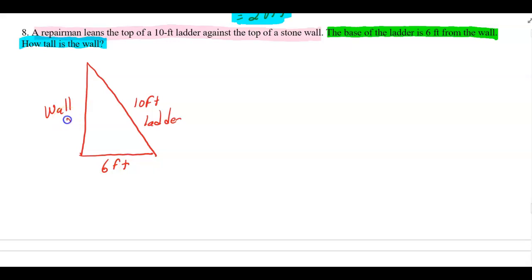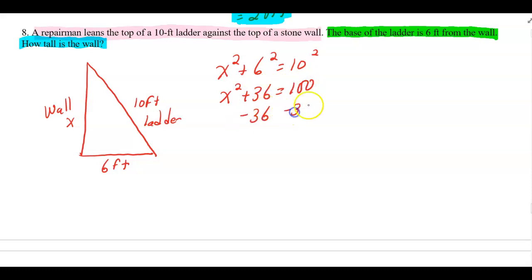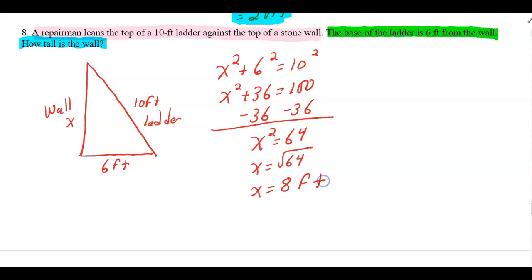So if I call the length of the wall x, I'm going to use the Pythagorean Theorem. x squared plus 6 squared is equal to 10 squared. And simplifying, x squared plus 36 is 100. Subtract 36 from both sides. We'll get x squared is 64. So x is the square root of 64. Therefore, x is equal to 8 feet.